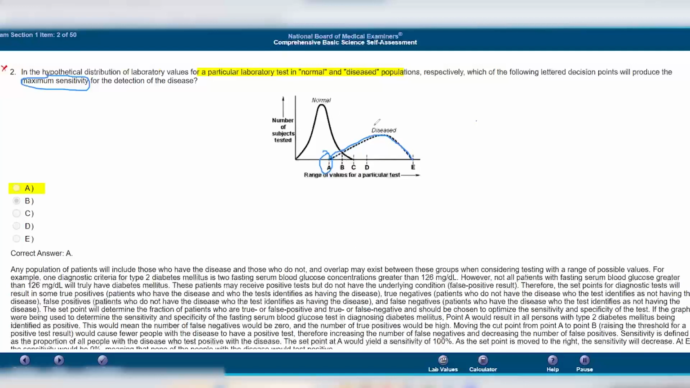Right? It's very sensitive, but not specific. So A would be like a fever, right? Let's say he has a fever, you catch the disease. Doesn't mean that it's specifically for this disease, right? But it is.